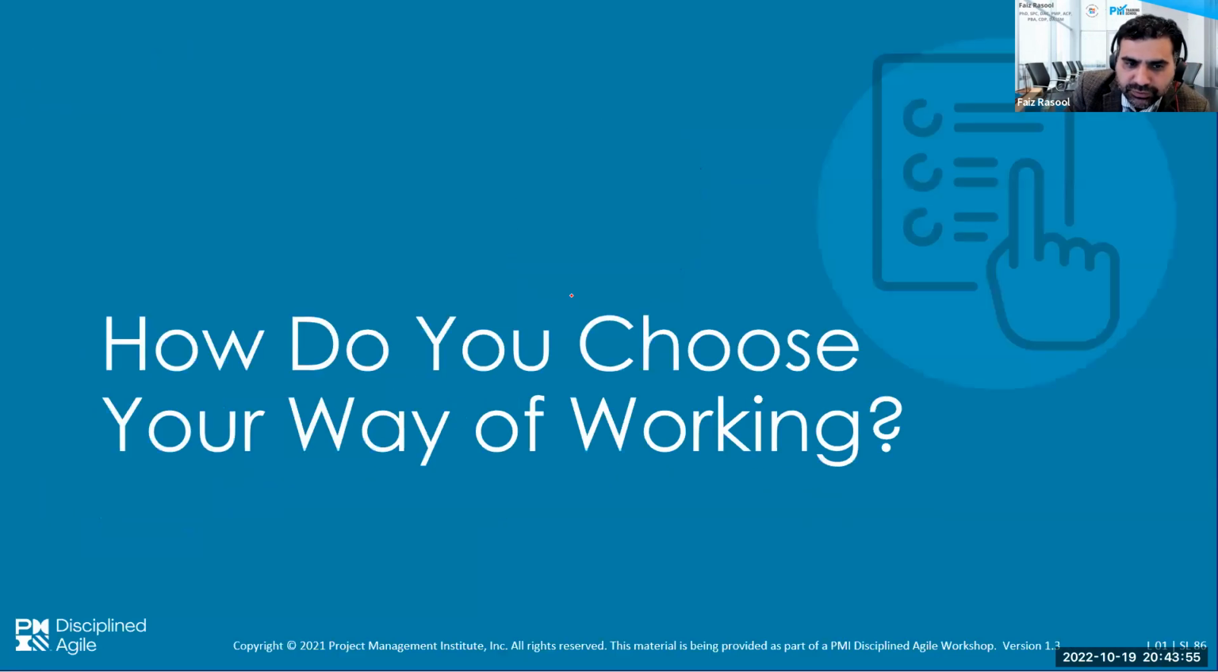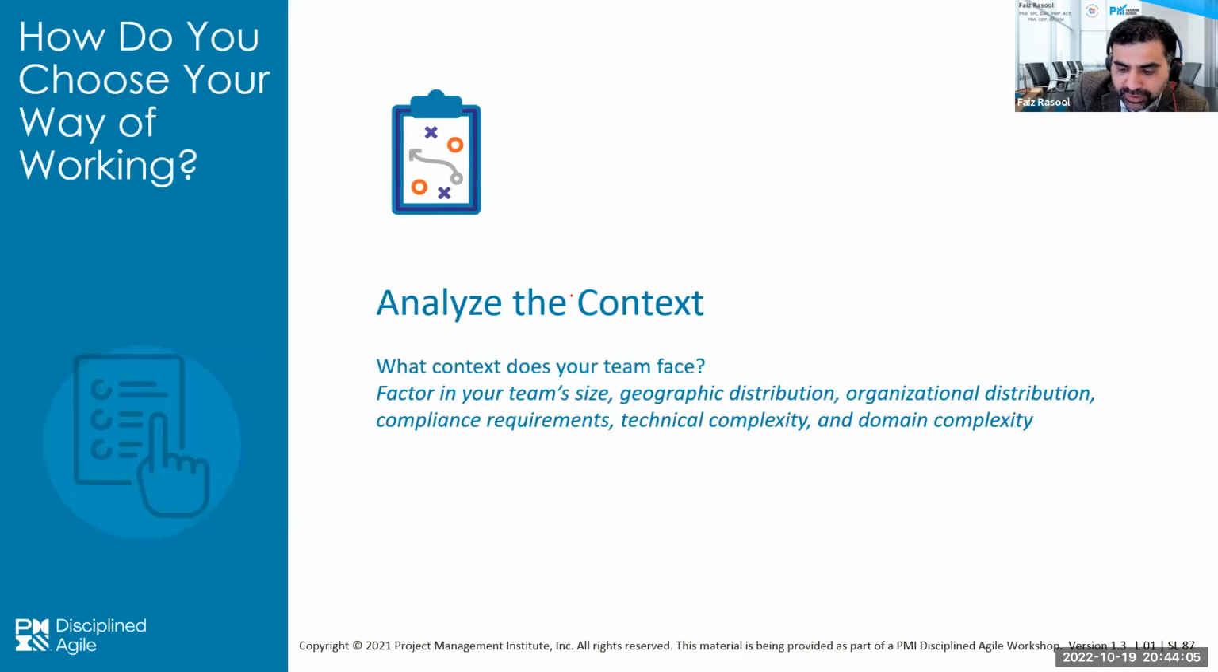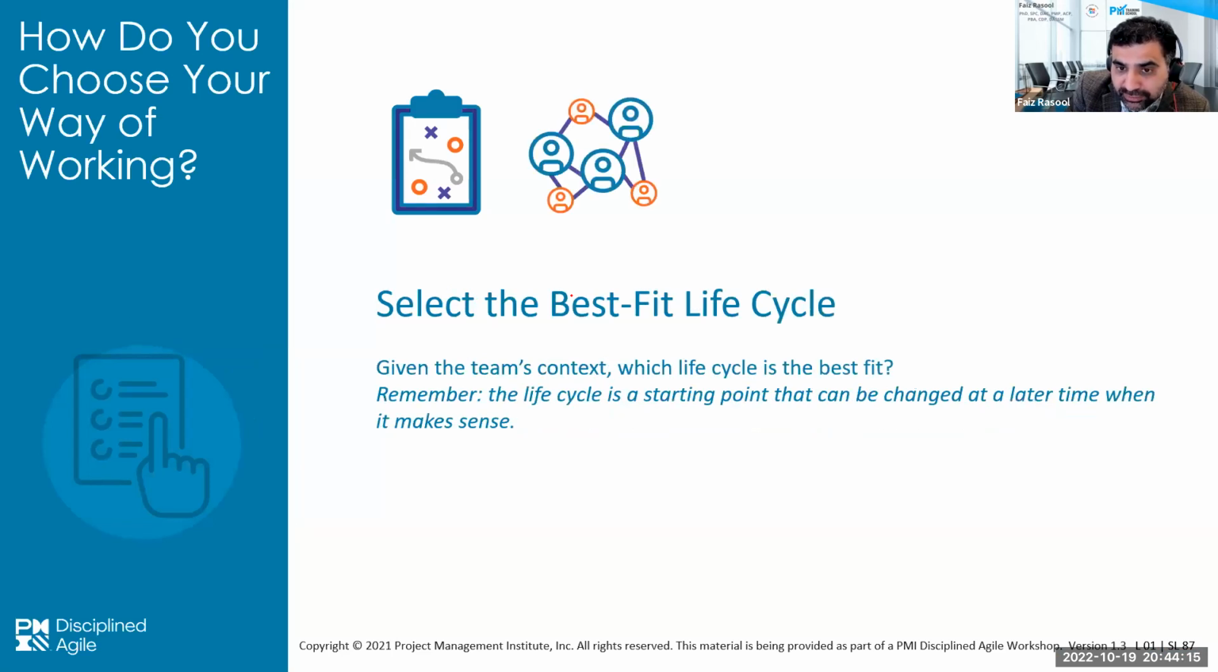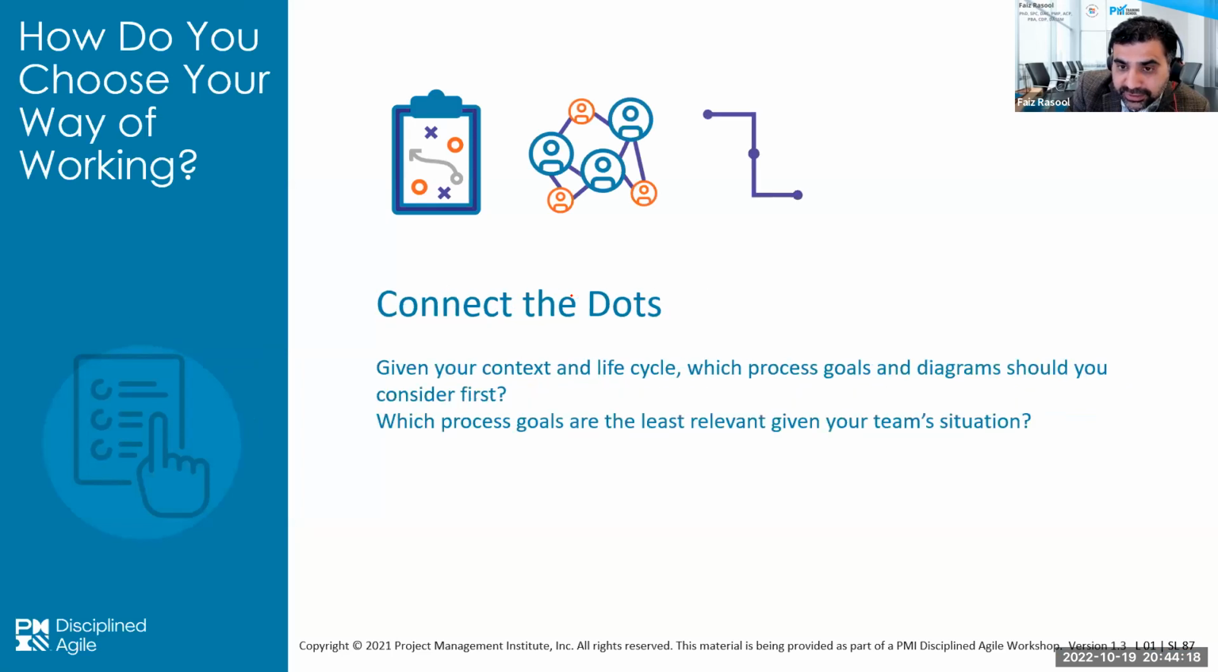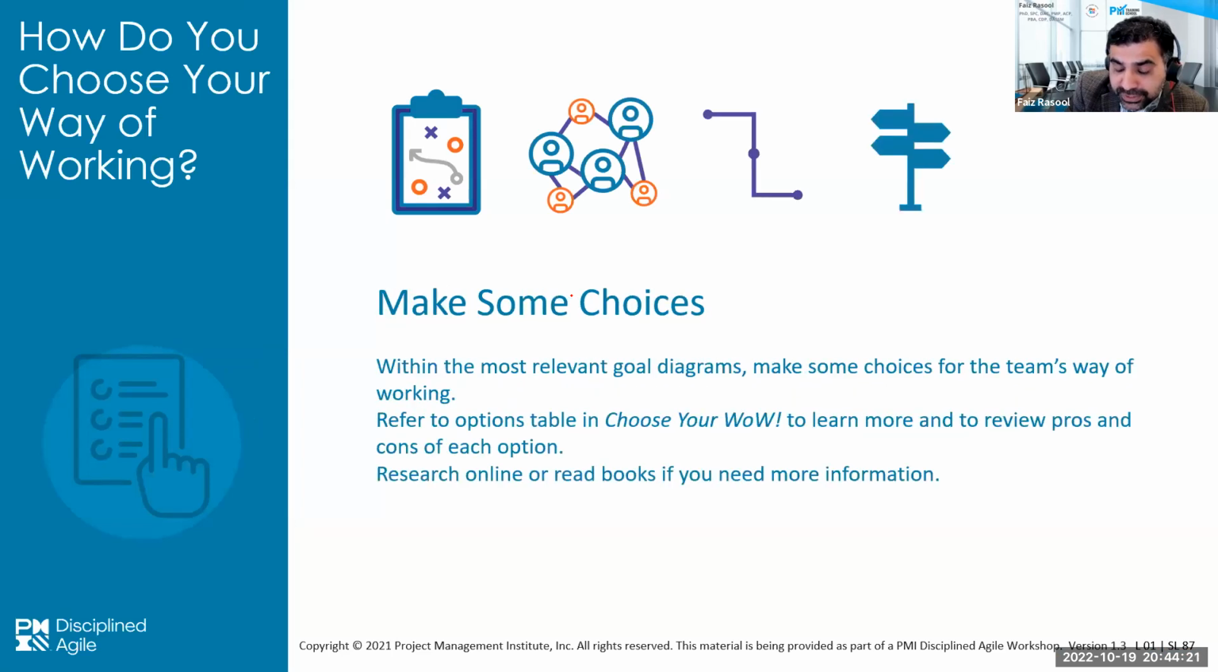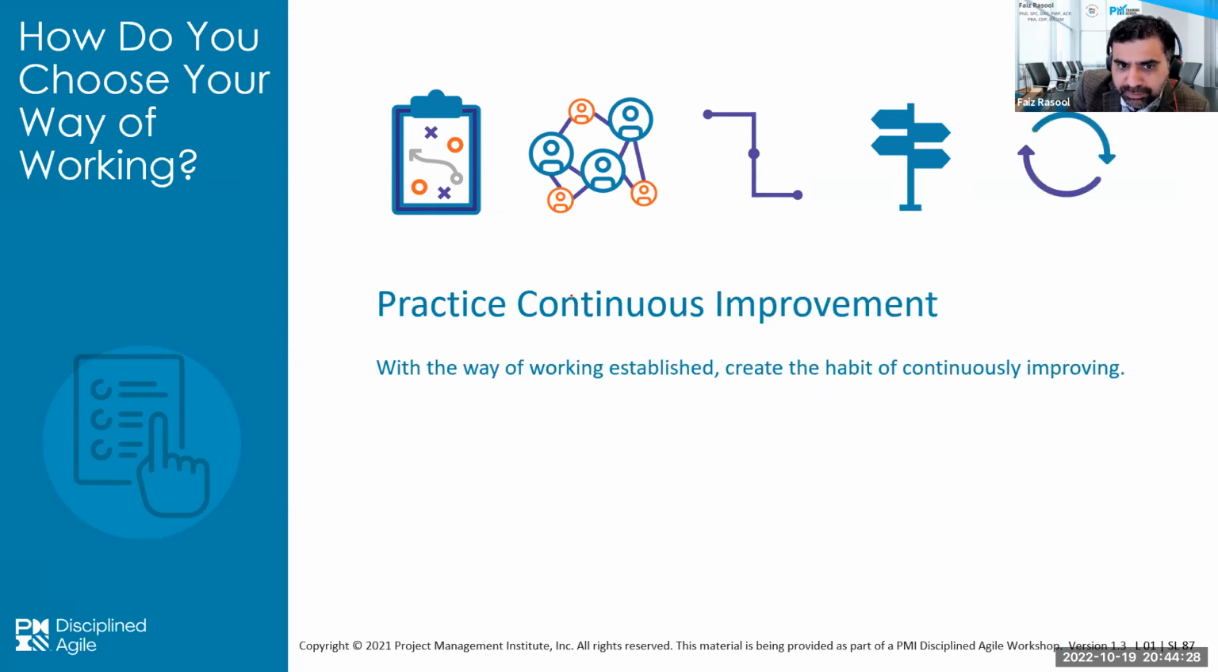Okay, let's move further. How do you choose your way of working? Remember, guys, it is your organization, your team. You should be choosing your way of working instead of a consultant or coach telling you what your way of working is. It is a 5-step process. Firstly, analyze the context, then choose the best life cycle. The third one is connect the dots, then choose the practices, agile and lean practices. Start with some practices and then keep on doing experiments, keep on improving. So this is the 5-step process.